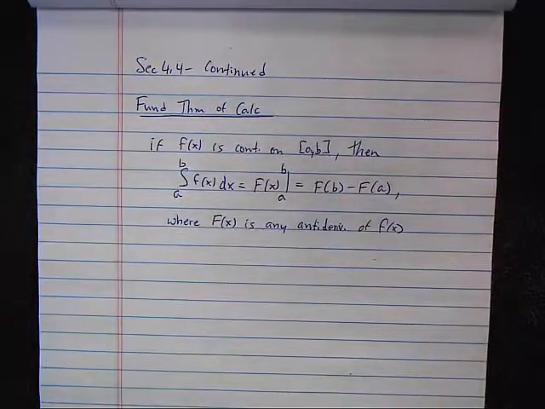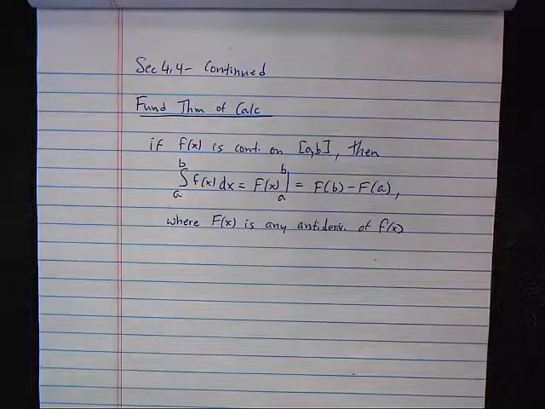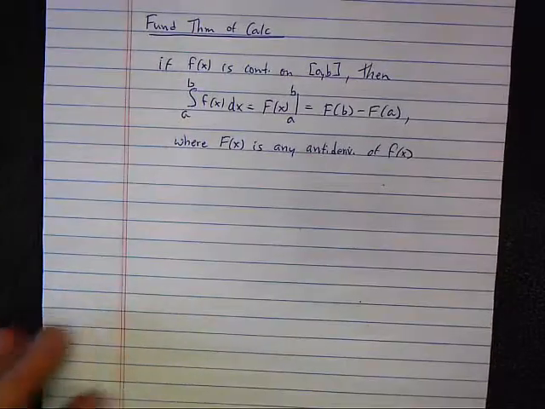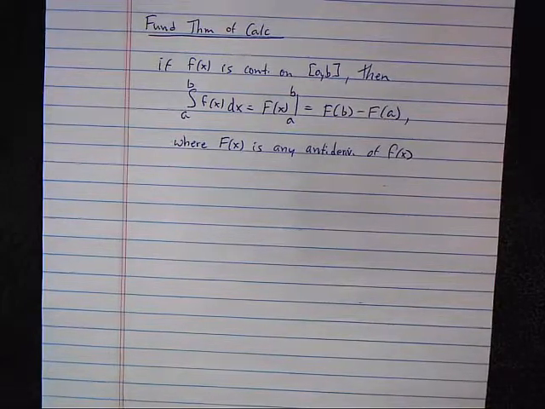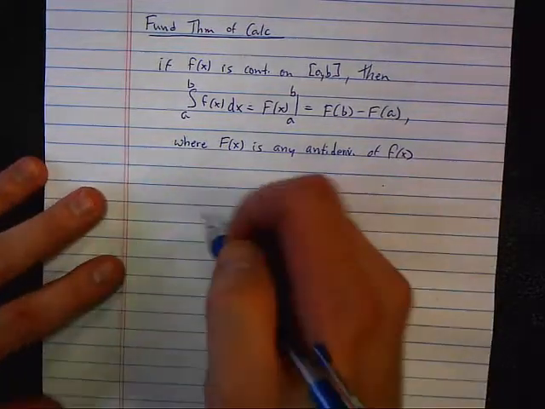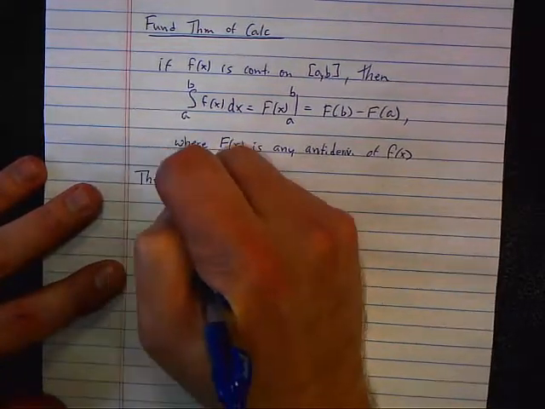Okay, I think that's where we left off. We wrote that theorem down, and then we did some examples. So what's left in this section is a couple more theorems, and then we'll do some examples. The next theorem in this section is called the mean value theorem for integrals.